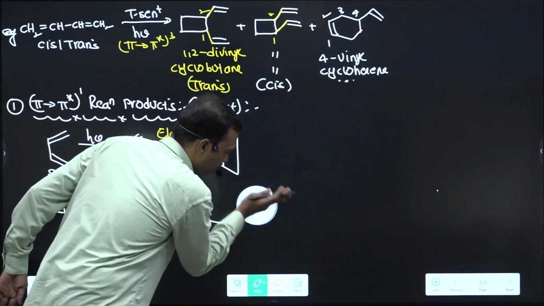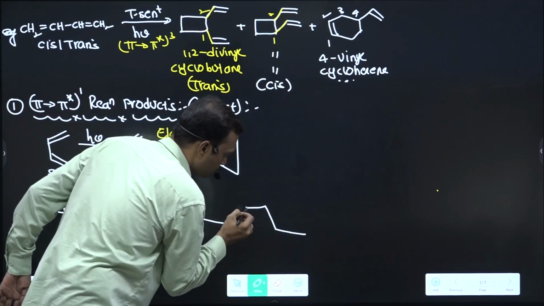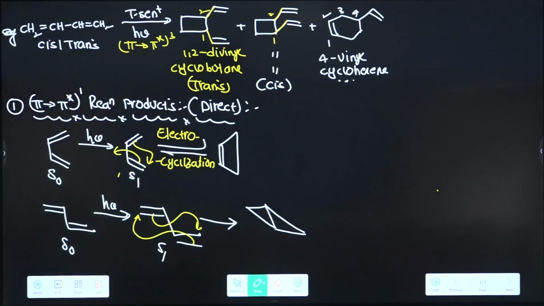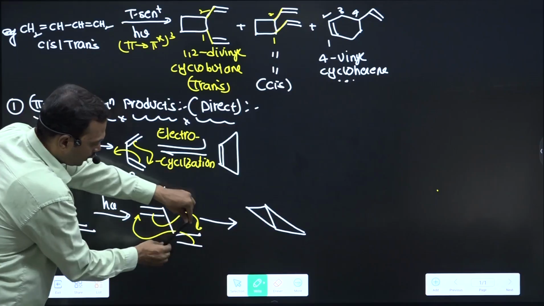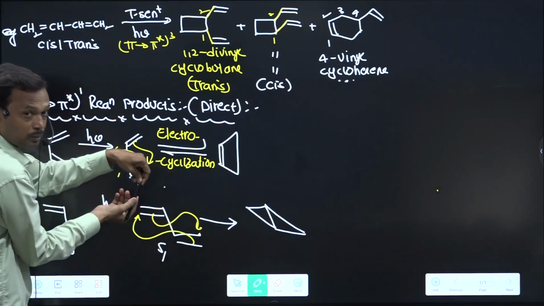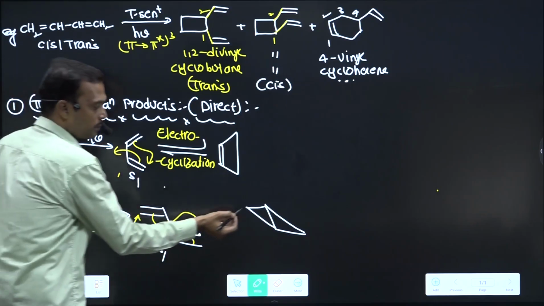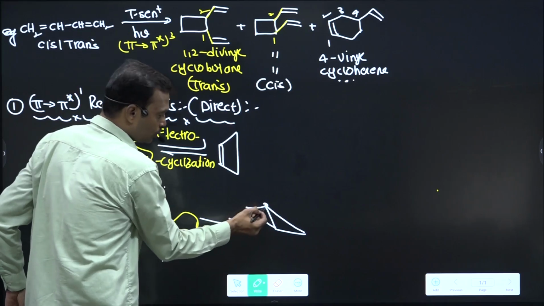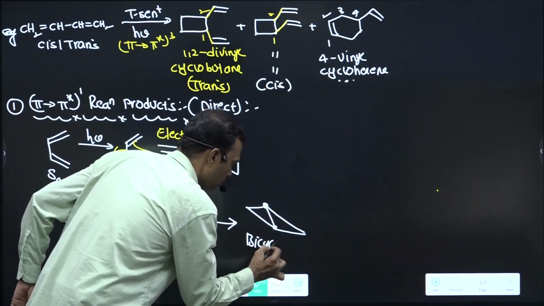I am writing it like a Z structure. Now this is combining here, this is combining here. The bond present here will attack here, and the bond present here will attack here. This is a 2 pi 2 pi cyclization photochemically, two independent pi bonds. Now it is a bicyclic compound, so I can say bicyclo.